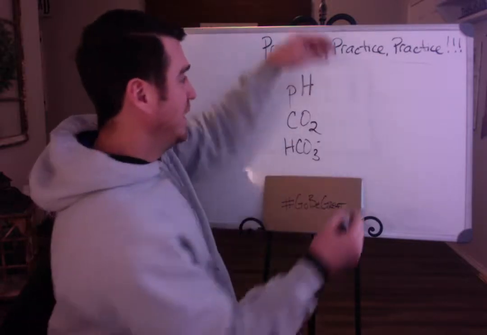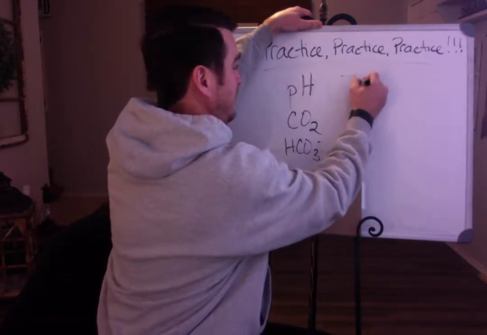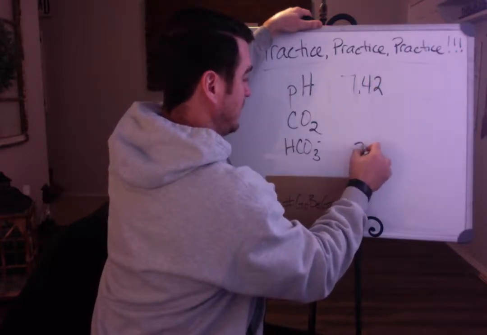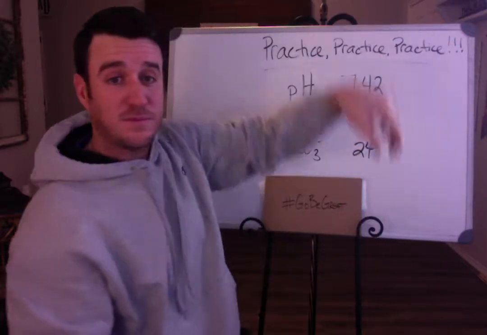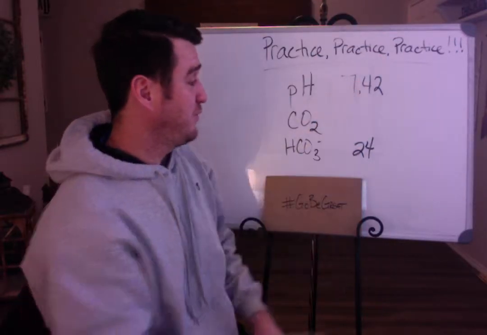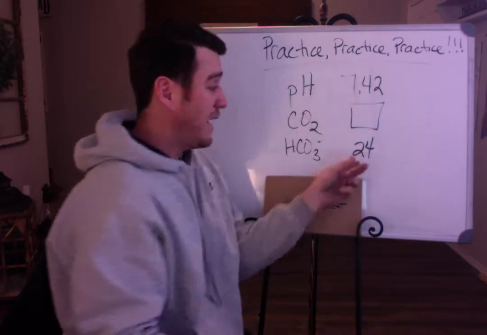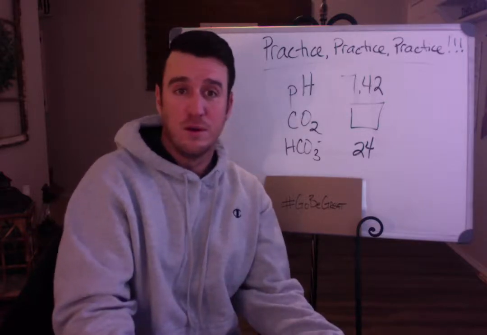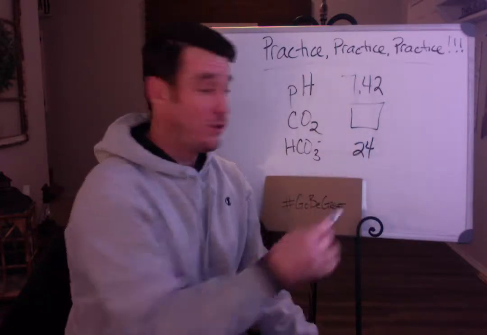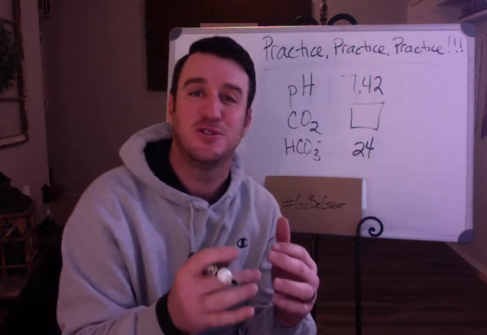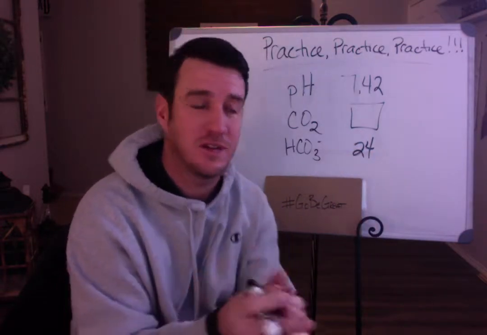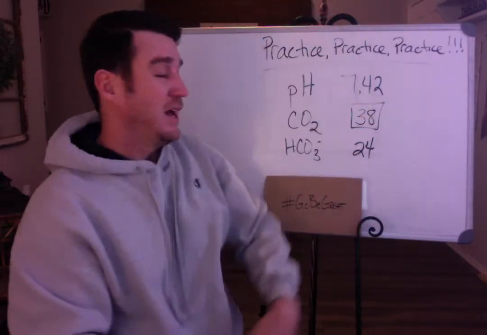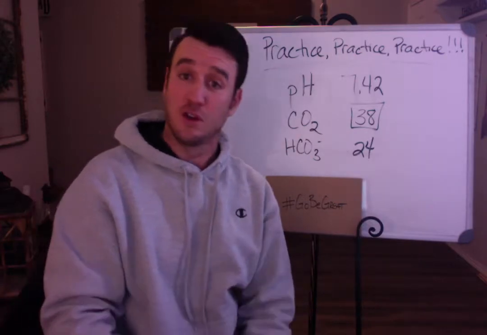Let's do another one here real quick. So we got a pH of 7.42. We have a bicarb of 24. Now, if your pH is 7.42 and your bicarb is 24, how do you interpret this blood gas? It's normal. That's exactly right. If you have a normal pH and you have a normal bicarb, then your CO2 has to be in normal range. Okay? So it's going to fall somewhere in the ballpark of 35 to 45. I'm going to go with 38 here. Okay? And this is a normal blood gas.